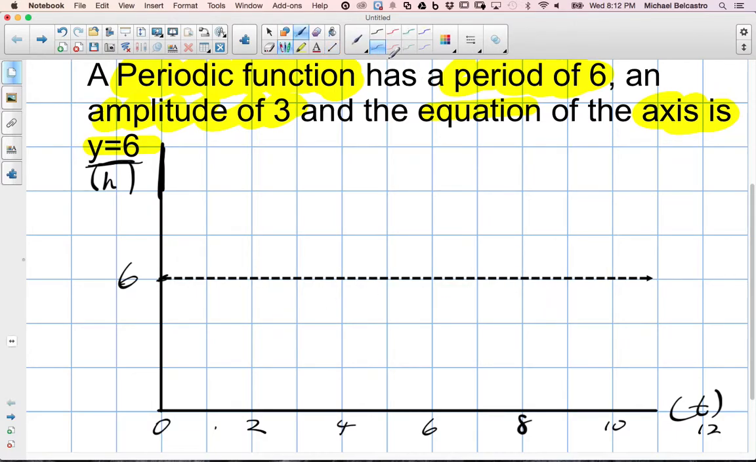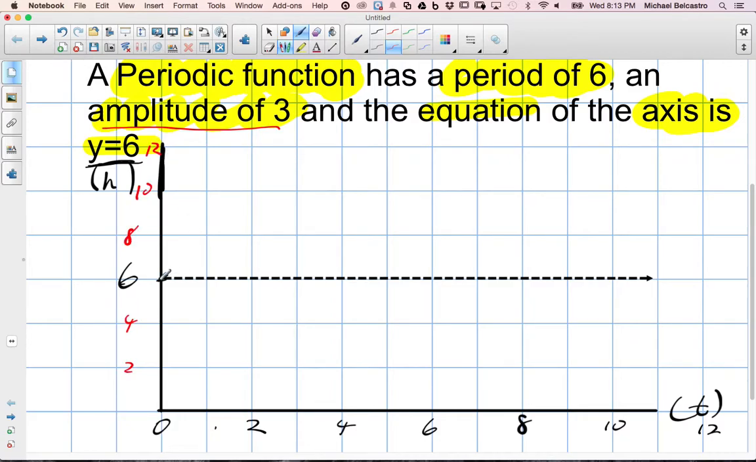And the amplitude tells you how far to the top and the bottom it goes. So the peak and the trough. So we know we're going to go at least 3 units up. So let's say 3 is every, how did I scale this? 2, 4, 6, 8. Okay, so we got 2, 4, 6, 8, 10, and then 12.